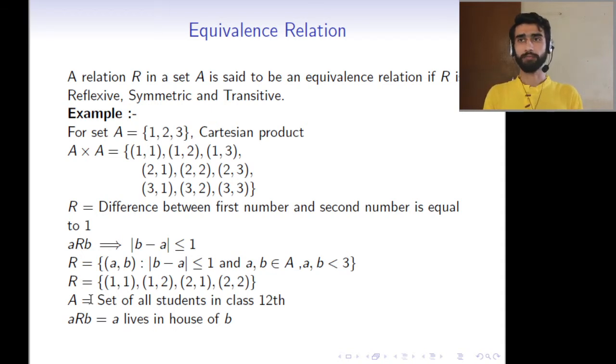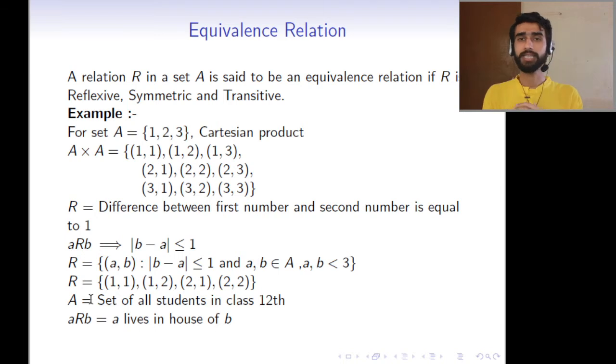Now just think of it. First we will check reflexive. A lives in house of A, someone lives in their own house, so A related to A, reflexive done. Then symmetric: the definition says if A related to B, then B related to A. Let's say A lives in house of B, can we say B lives in house of A? Yes, of course we can say. So (A, B) in R, then (B, A) is also in R. So this is a symmetric relation.